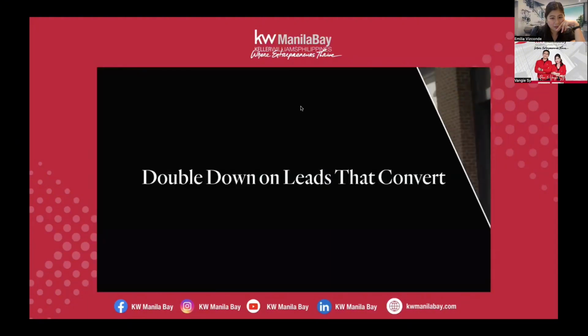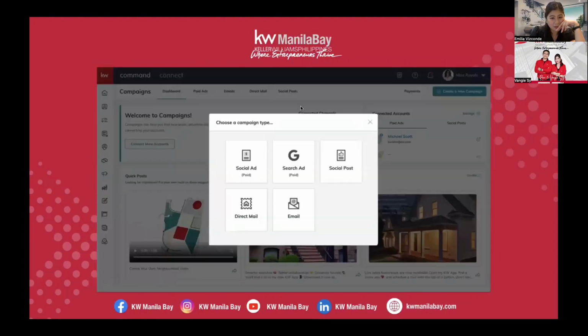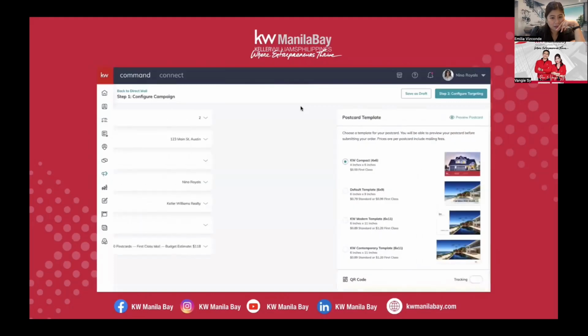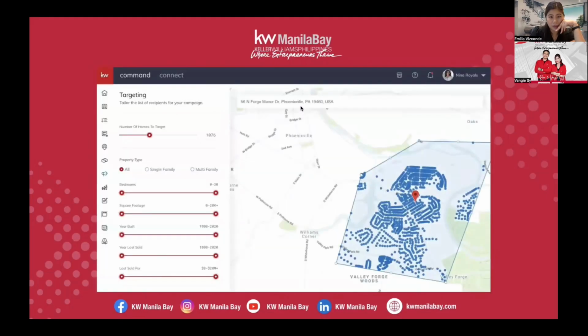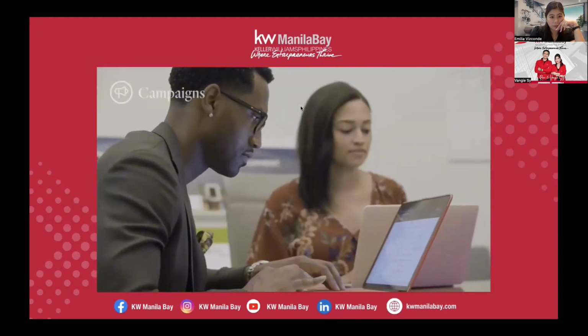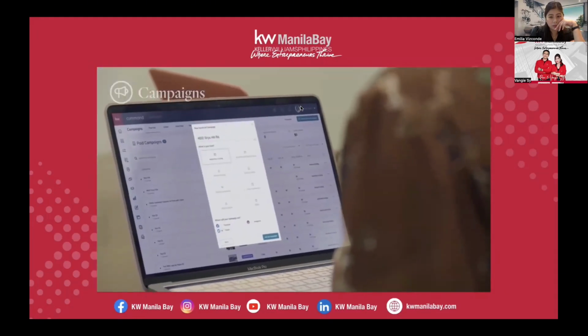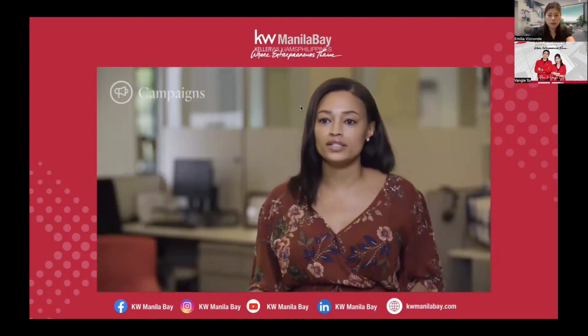We use the campaigns dashboard a lot. Within the campaigns dashboard, we can send direct mailers out to neighborhoods that we farm. You just choose an area, or you can say 123 Main Street, we want 250 mailers to go out for just listed within a 5-mile radius, or you choose a radius.